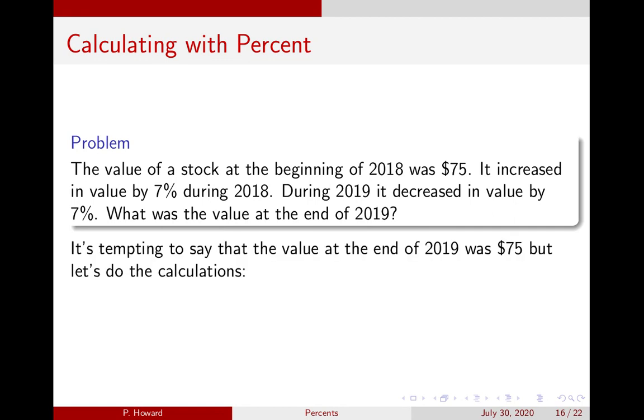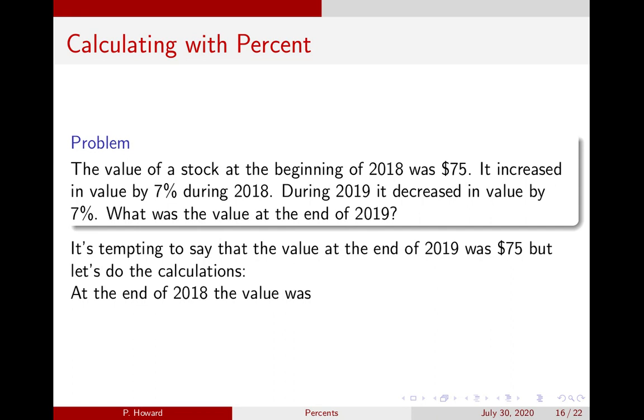Well, since there was an increase of 7% and then a decrease by 7%, it's tempting to say that the value at the end of 2019 was simply the starting value of the stock. But let's do the calculations.